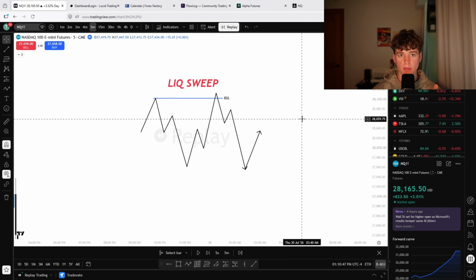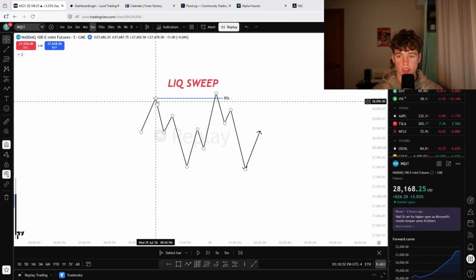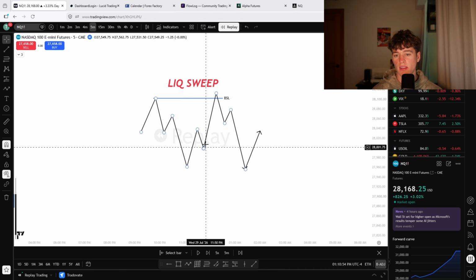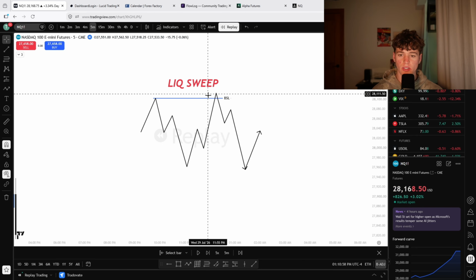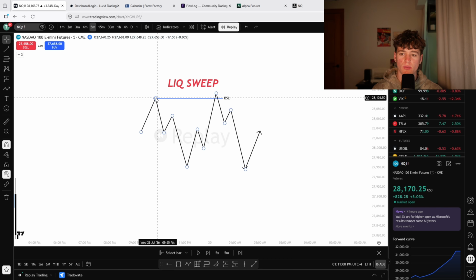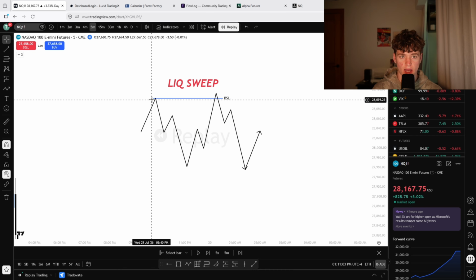So a liquidity sweep is where price pushes above or below a zone of liquidity. So as you can see right here, we have a swing high, and then price comes above this swing high and then makes bearish market structure. So this is a liquidity sweep. We took out the resting orders that were at this swing high.